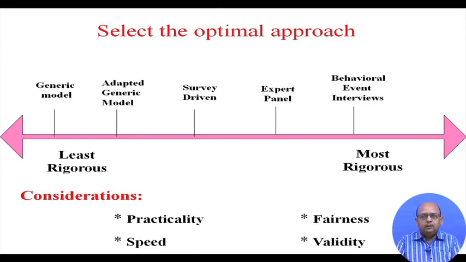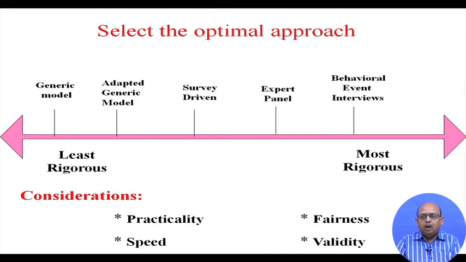It is always good not to use the methods which are less rigorous, but to go for methods like behavioral event interviews, expert panels, critical incidents, content analysis, or assessment centers, which are very rigorous and give you rich data. The idea is that when you identify these competencies, make sure that you get good data. There are certain considerations to keep in mind when you collect data. How practical it is to get the data? For example, is it possible to go for observation in a particular context or not? If it is not, then you cannot use it.